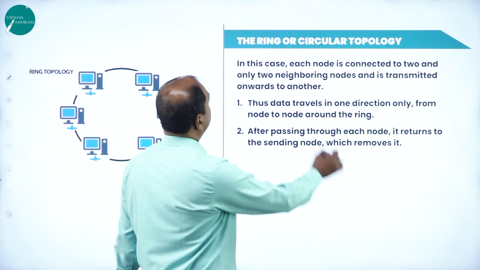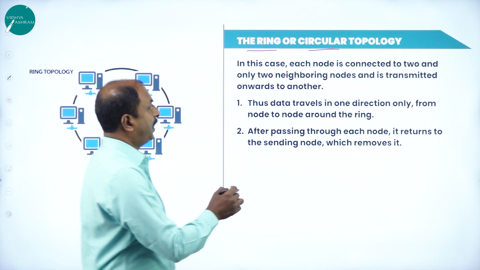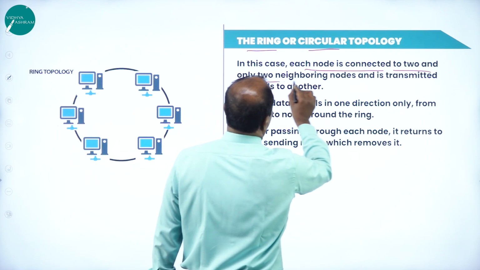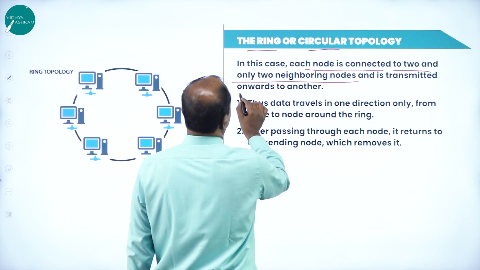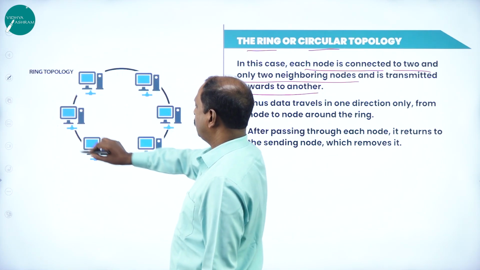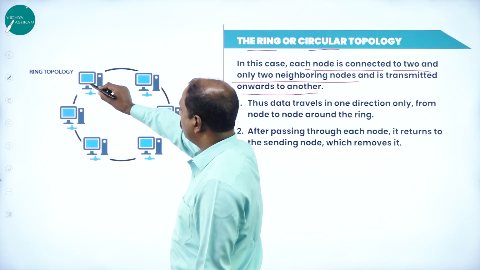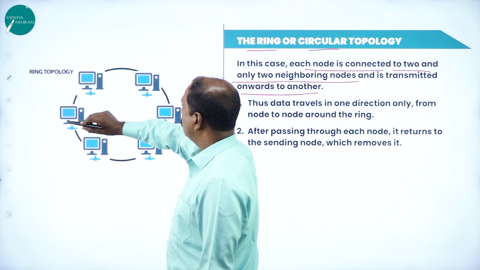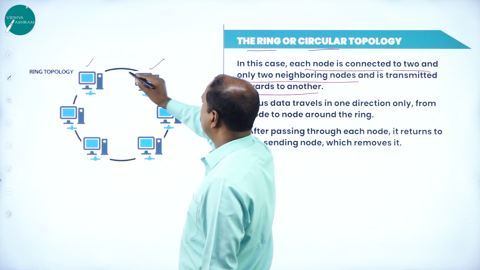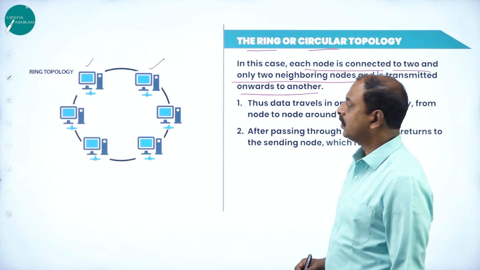Next topology is the ring topology or circular topology. In this case, each node is connected to two and only two neighboring nodes and data is transmitted onwards from one to another. Now look at the diagram here. If you look at this network, this is a ring topology. Here, this one particular node is connected to two other nodes. This one is connected to these two, and this node is connected to the previous as well as the next node. So it forms a circular or ring topology.